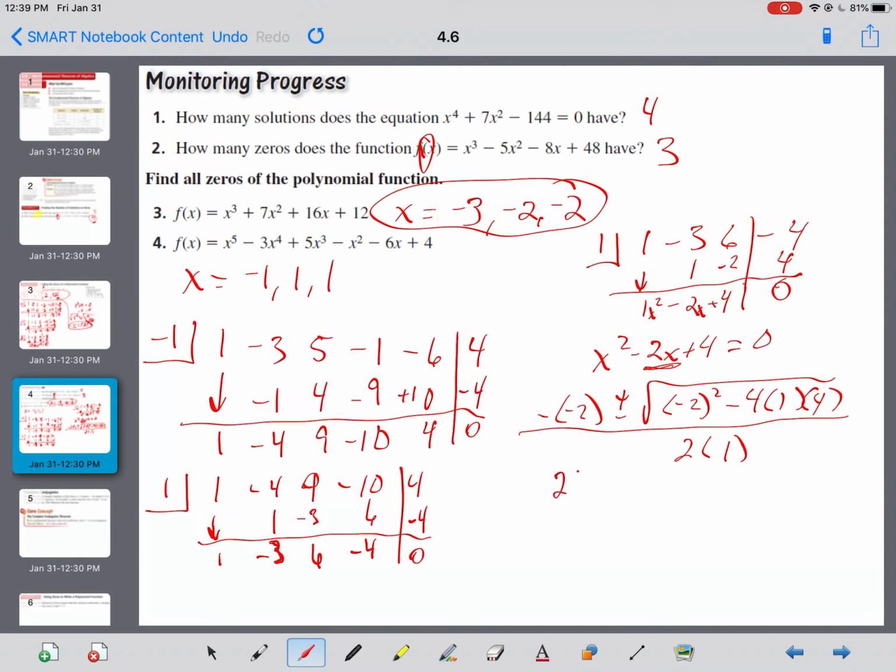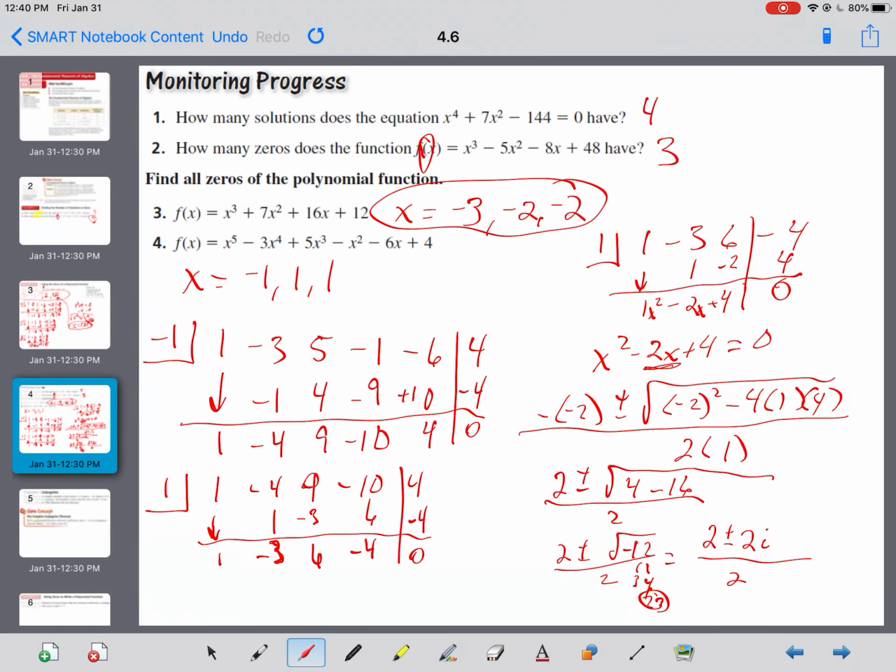Negative and negative makes positive 2 plus or minus the square root of negative 2 squared, which is 4. Negative 4 times 1 is negative 4, times 4 is negative 16, over 2. 2 plus or minus the square root of negative 12 over 2. There's a lot of radical there. Now, square root of 12 is 3 times 4, which is 2 times 2. That comes out, but it's 2i because it's negative, square root of 3. And 2 goes into both. So we get 1 plus or minus i square root of 3.